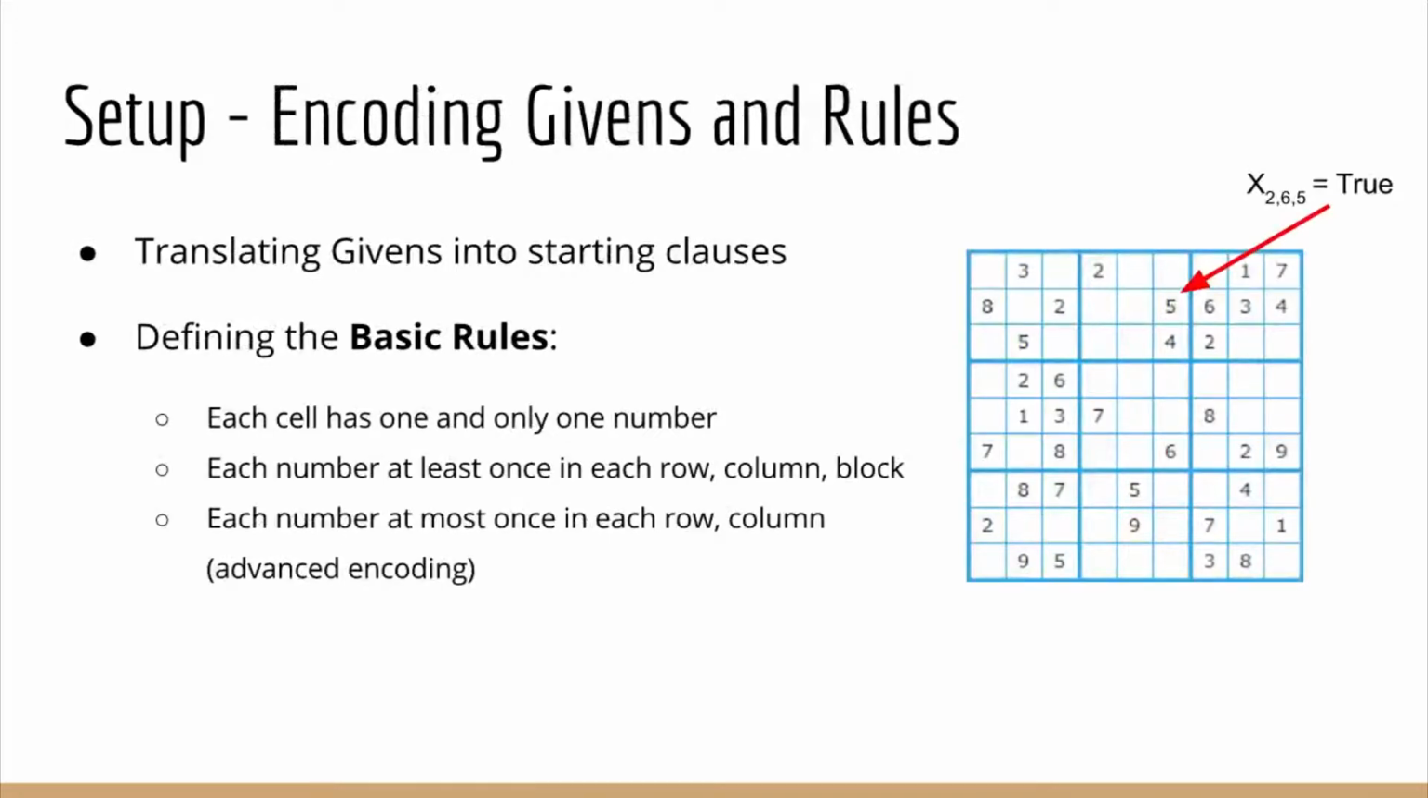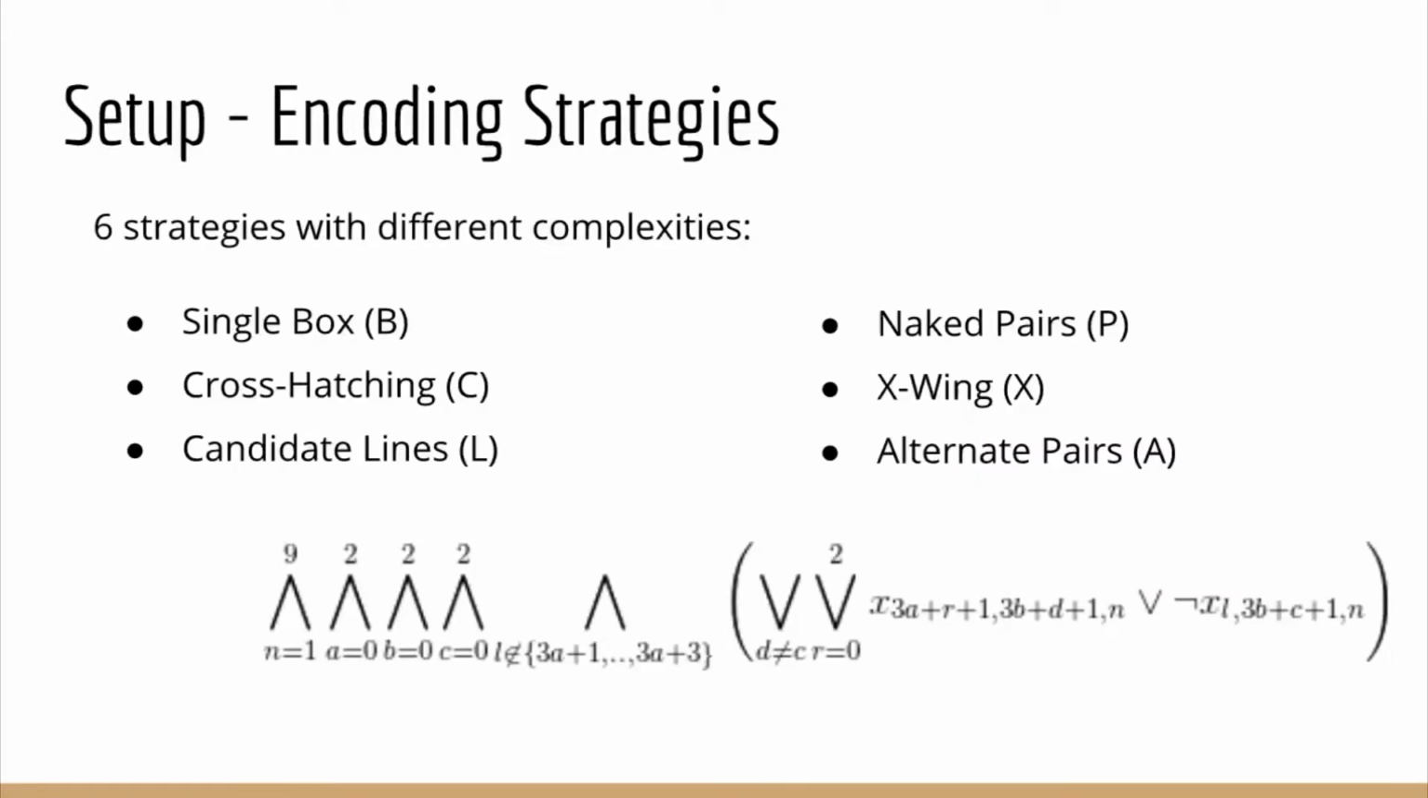The second step involved translating each puzzle into a propositional language encoding. Precisely, we encoded the givens of Sudoku as unit clauses in CNF formulas, where a variable represents a particular value in one of the 81 cells of the puzzle. Moreover, we encoded in CNF the basic rules of the puzzle, namely that each cell has one and only one number, that each number appears at least once in each row, column, and block, and that, as an advanced encoding, each number appears at most once in each row and column.